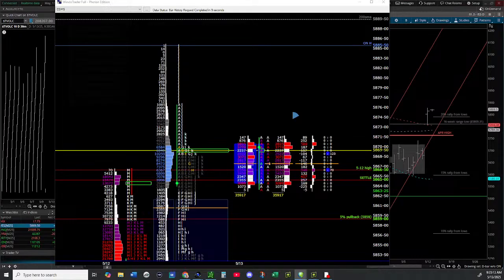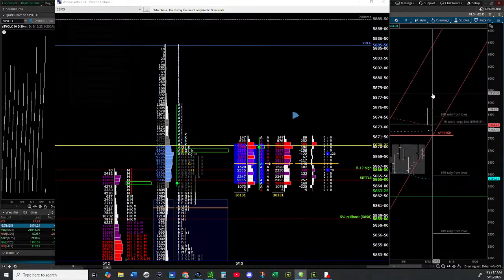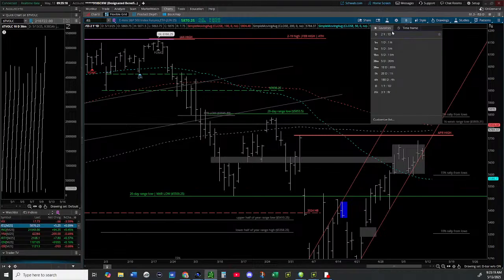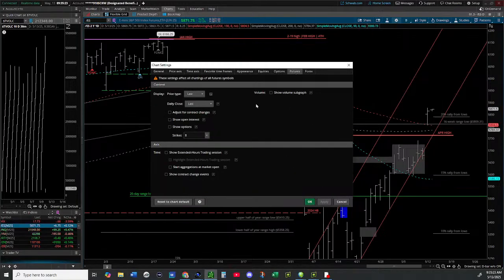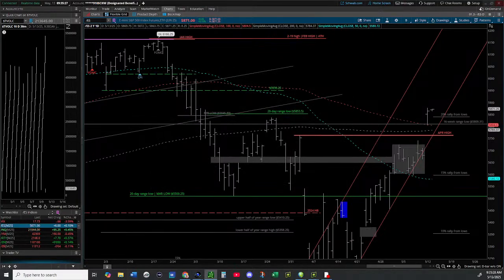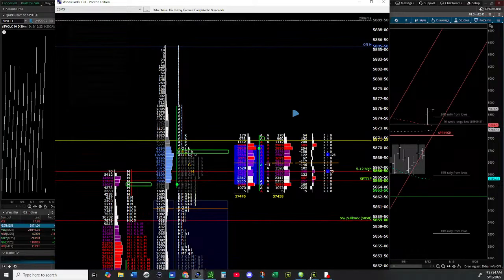Notice how, what is happening here. Do I have overnight sessions? This is not good here. I did something wrong. Extended? No, it doesn't show extended hours. Why? I have this one.